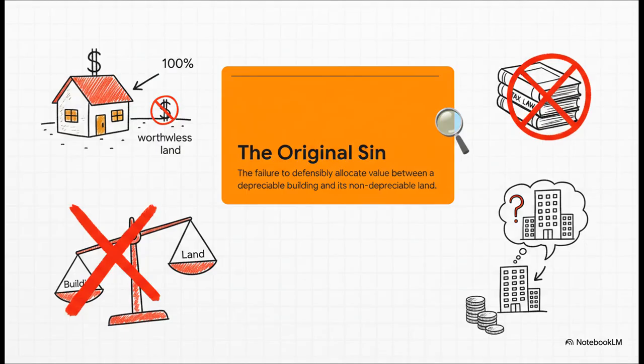So, here it is. Let's put a formal definition on it. The original sin isn't just some small clerical error. No, it's a fundamental misclassification. It's when you allocate 100% of a property's purchase price to the building, which, if you think about it, effectively claims the land underneath is worthless. And that just flies in the face of foundational tax law.